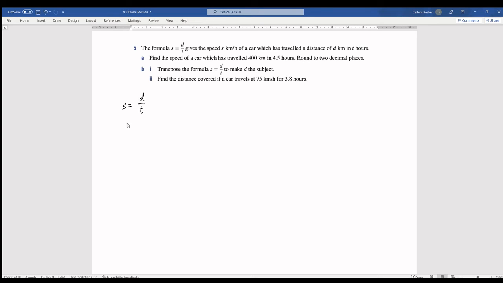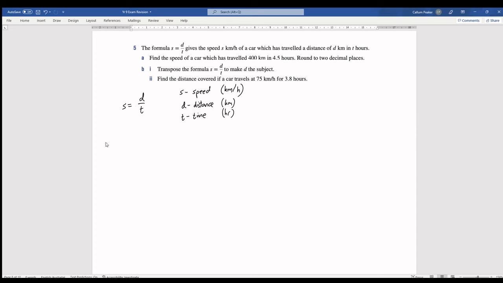Okay, so we know, I'm going to write this information down as that. Well, we know S is speed, and I'll put in brackets kilometers per hour. We know that D is distance in kilometers, and we know T is time in hours. It's just good to have a visual sort of representation of these so I know what each of these things mean at any point in the question.